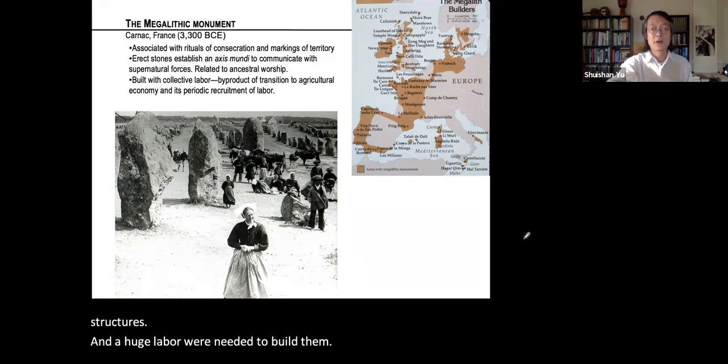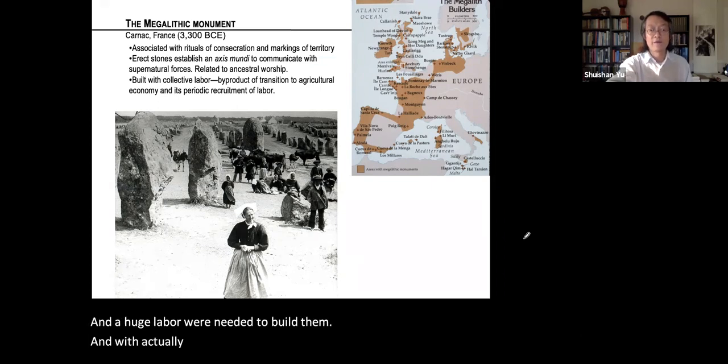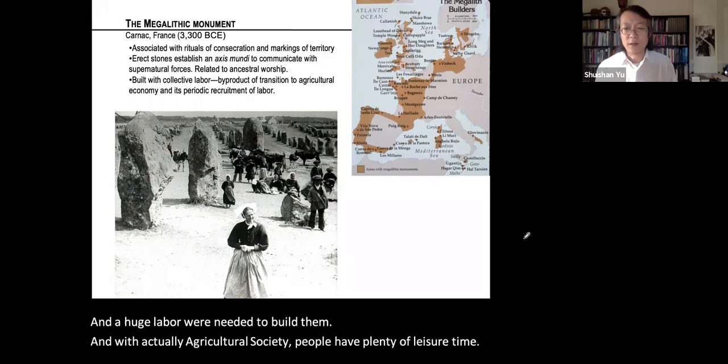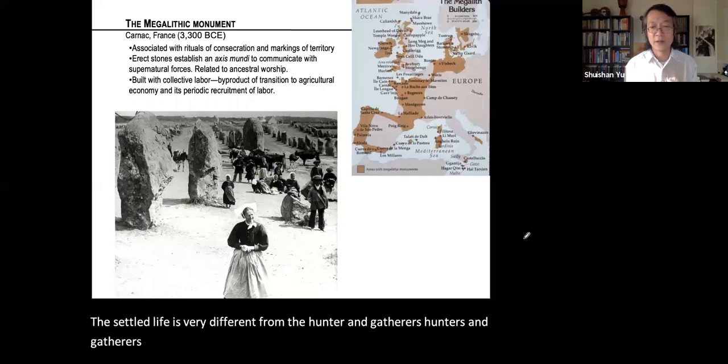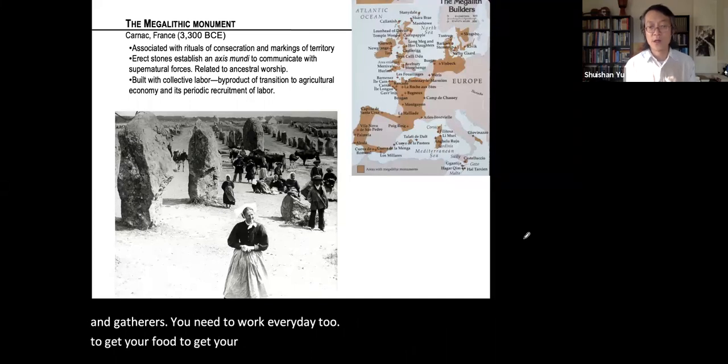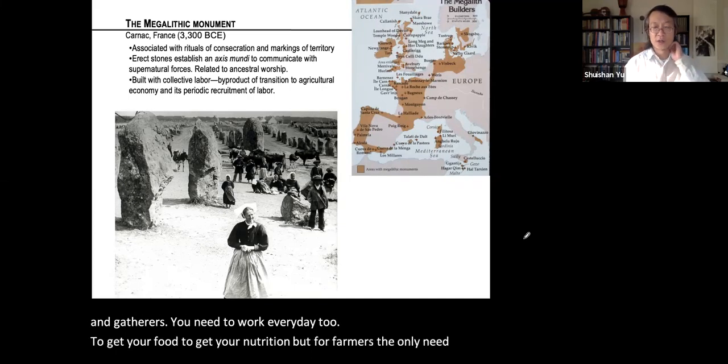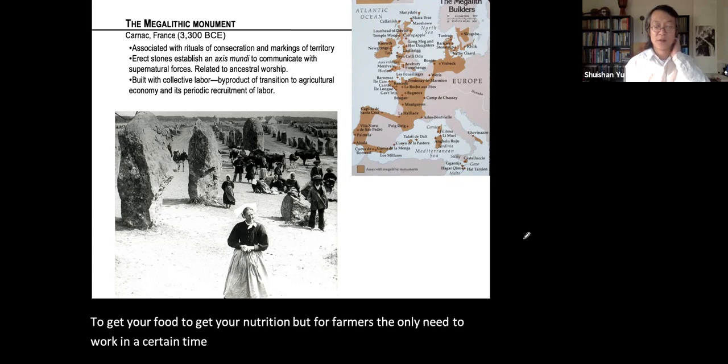With an agricultural society, people have plenty of leisure time. The settled life is very different from the hunter-gatherers. Hunter-gatherers, you need to work every day to get your food, to get your nutrition. But for farmers, they only need to work in a certain time of the year. So that's why a calendar is important. But for the long winter, they have nothing to do.